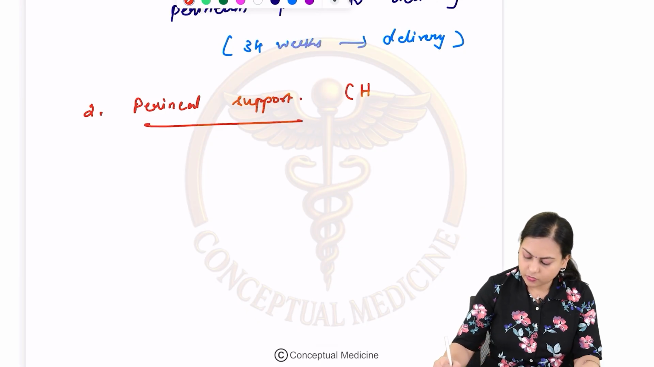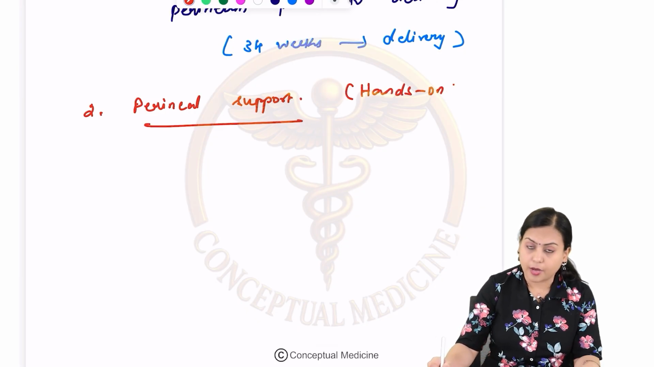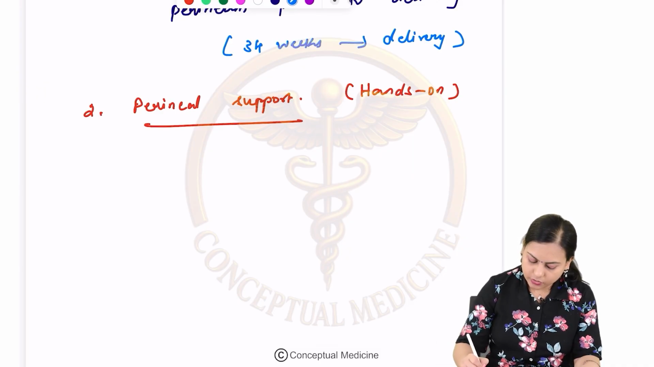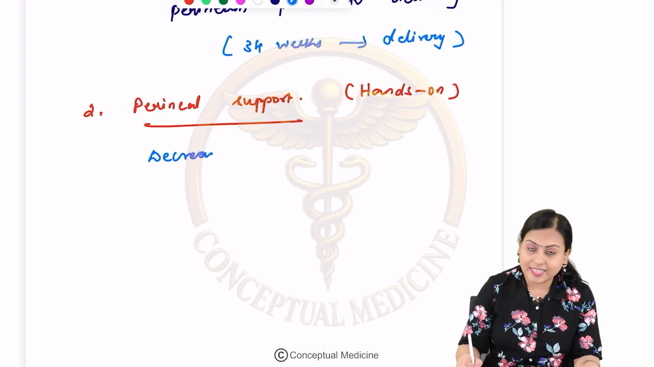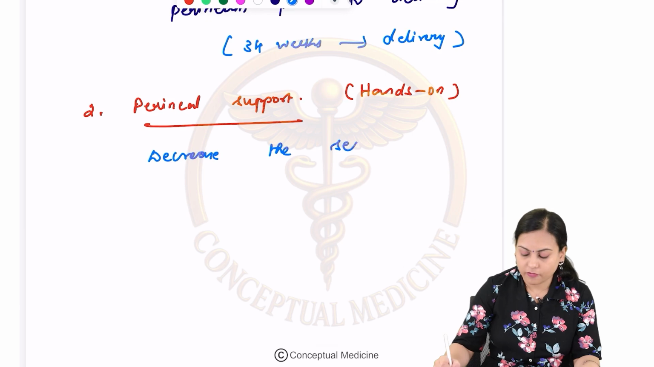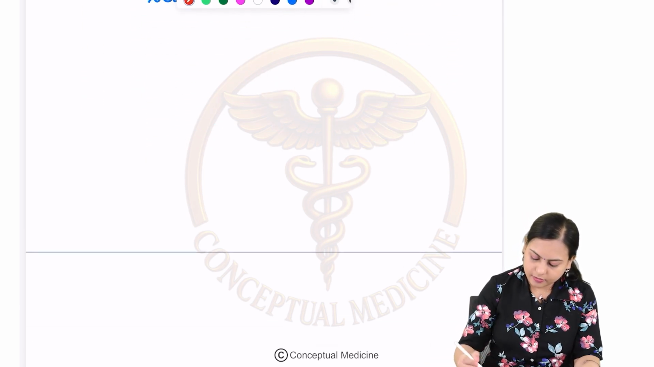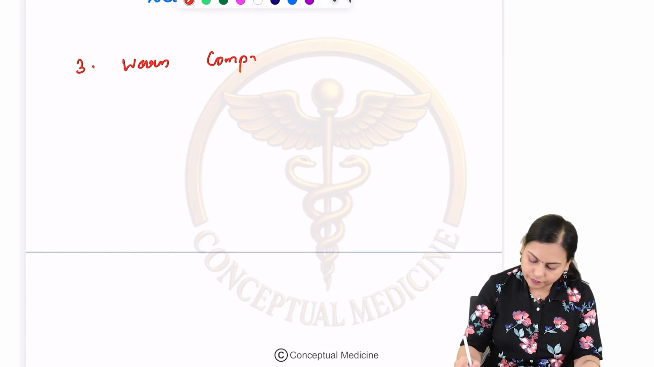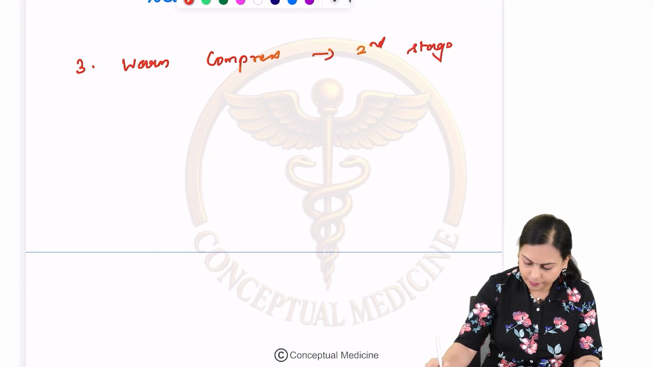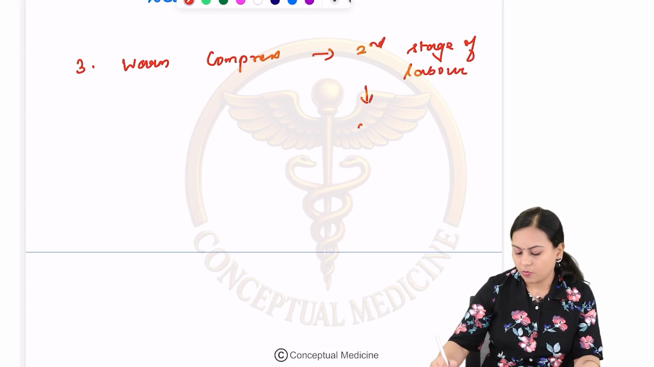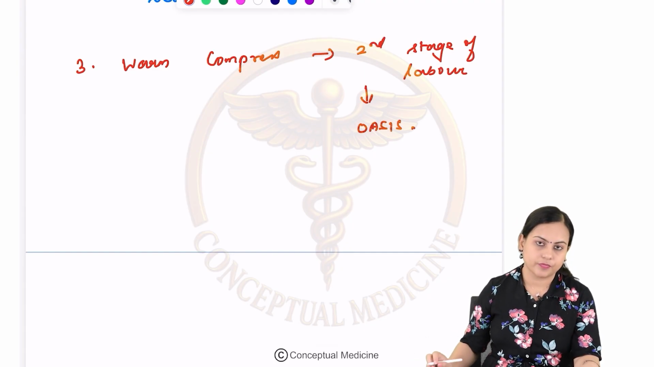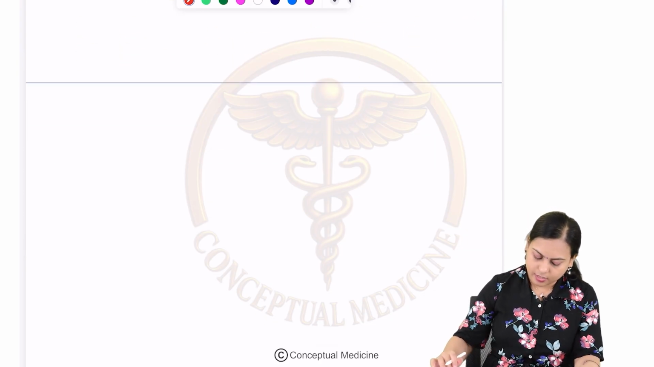The second option is you can give perineal support during delivery, which is also known as the hands-on approach. This will decrease the severity of perineal lacerations. And then we can even give a warm compress during the second stage of labor. That will decrease OASIS injuries. Clear? Right.